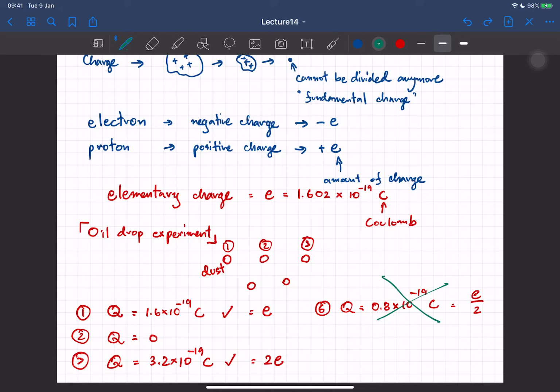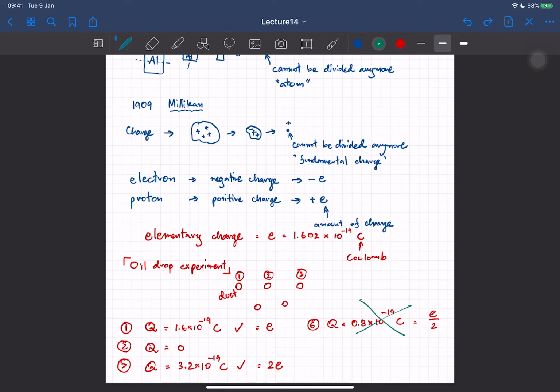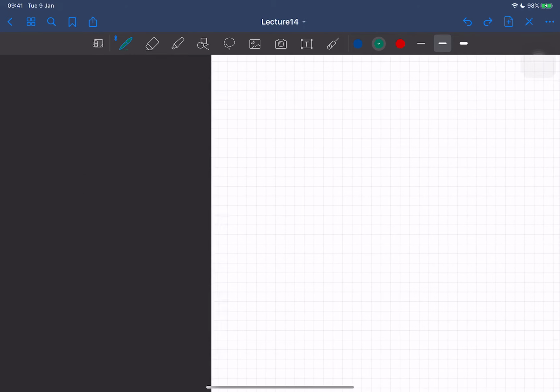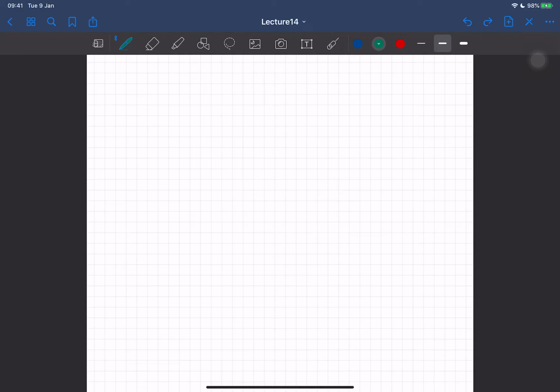Okay, so if you are interested, you can do a quick Googling, and then you will see right away what the experiment looks like. Okay, so since we talk about elementary charge, and it's associated with proton and electron, let's talk a little bit about the physical property of electron and proton, since it's not only interesting, but it's probably important to know.